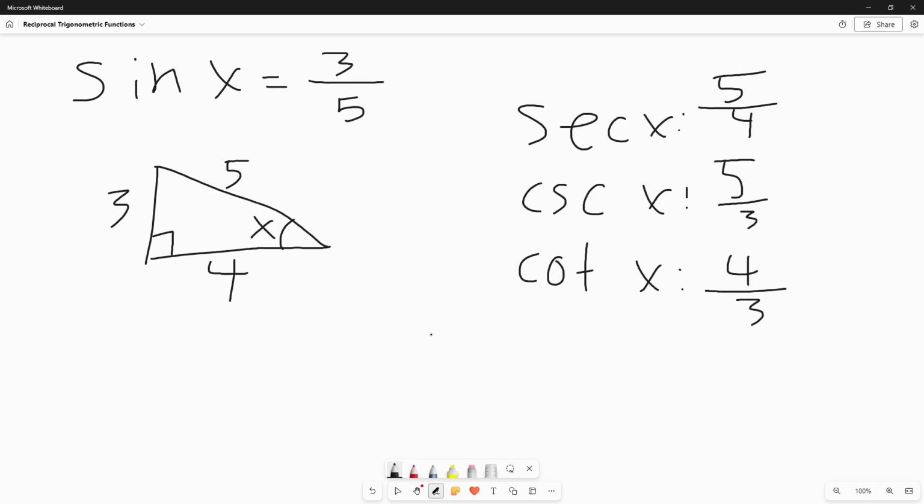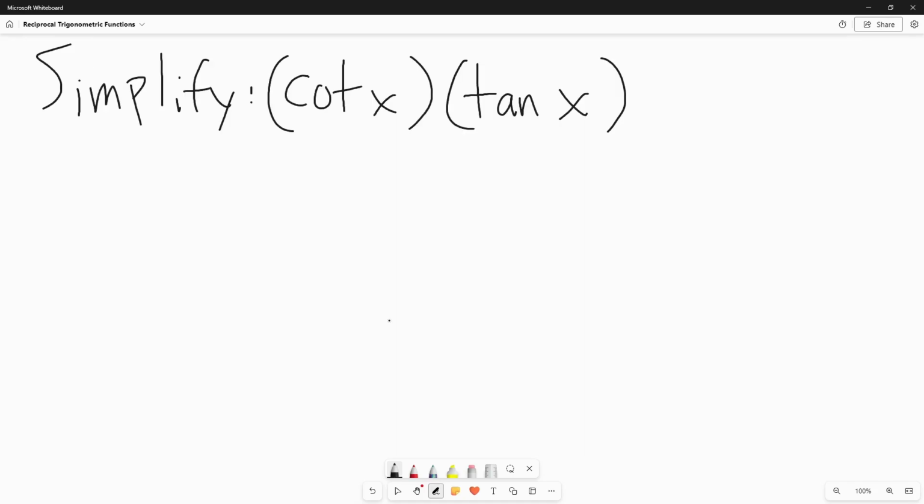And that's one trick. So if you're given sine of x equals 3 over 5, something like this, you can draw a triangle and label all the sides, and then use the trick I just described to find secant of x, cosecant of x, and cotangent of x. Now let's get into some practice problems. If you think you know how to do this one, then pause the video and try it.